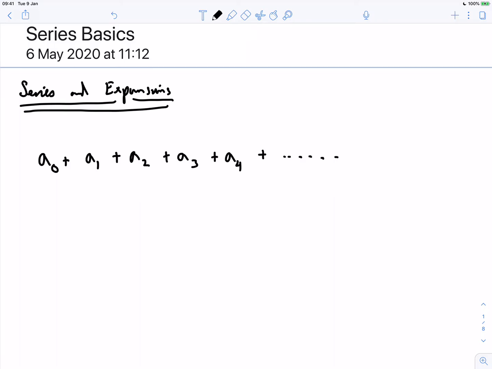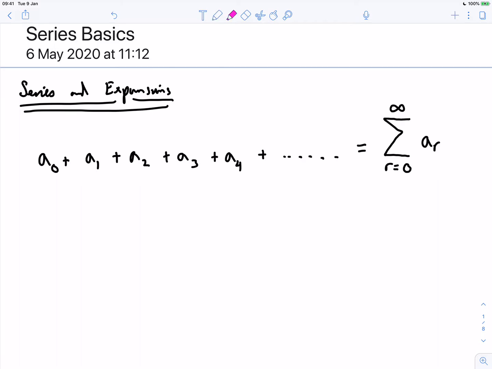But another way of writing something like this is we're going to use the Greek letter sigma, which looks like this. And now I'm going to introduce this idea of a counter. Let's use R. It could be any letter, it doesn't particularly matter. And that counter will start at 0 and it'll end at infinity. So we start at 0, go to infinity. So what we're doing here is we're summing up A_R.